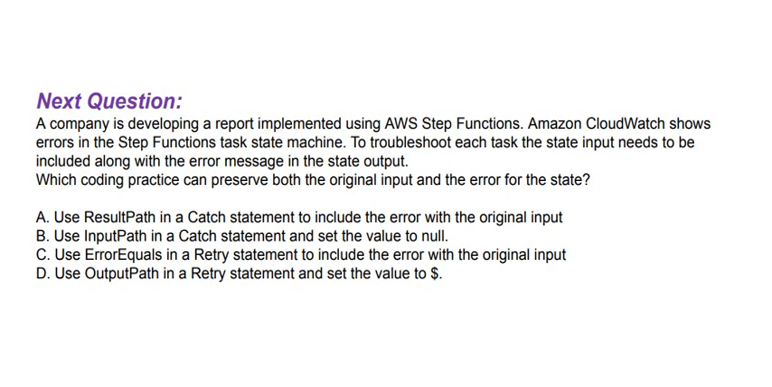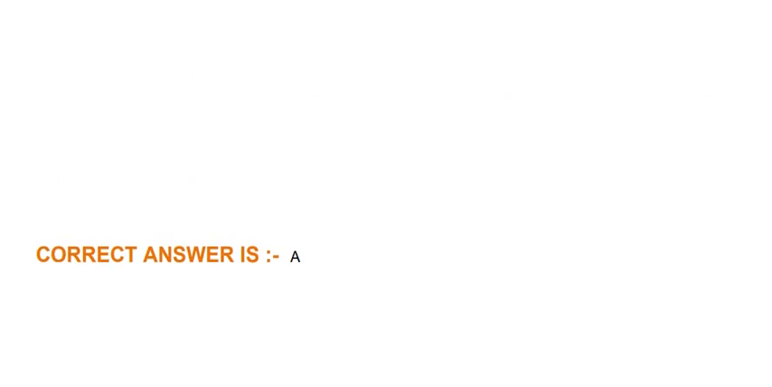Option A. Use ResultPath in a catch statement to include the error with the original input. Option B. Use InputPath in a catch statement and set the value to null. Option C. Use ErrorEquals in a retry statement to include the error with the original input. And option D. Use OutputPath in a retry statement and set the value to $. The correct answer is option A.